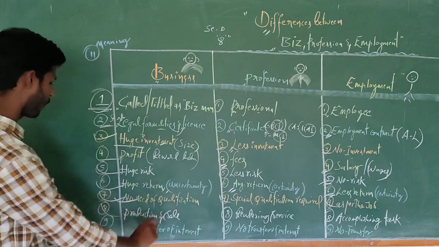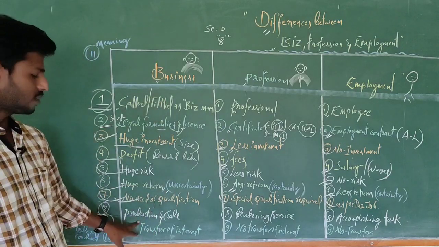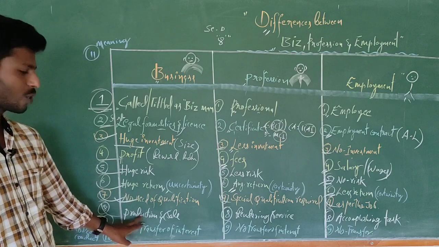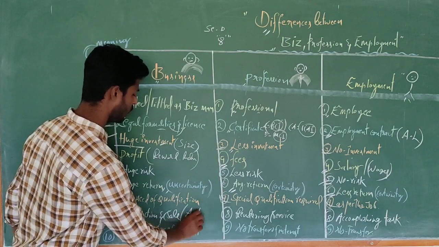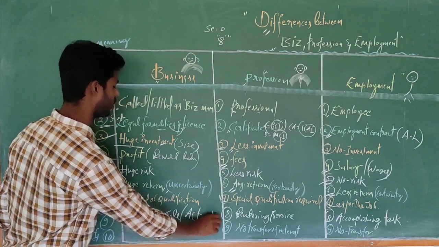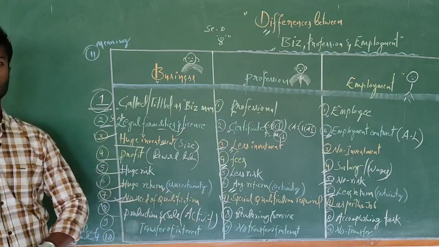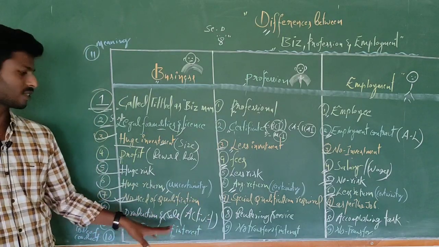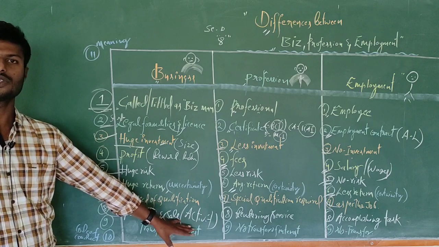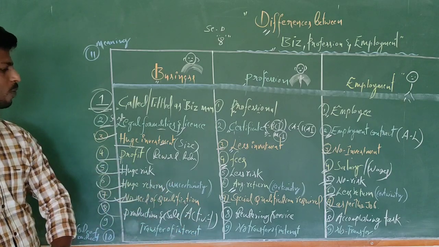Next one is the process, the actual activity. In business, the activity or process is the production and sale of products to the customer. Why? For the sake of earning profit.